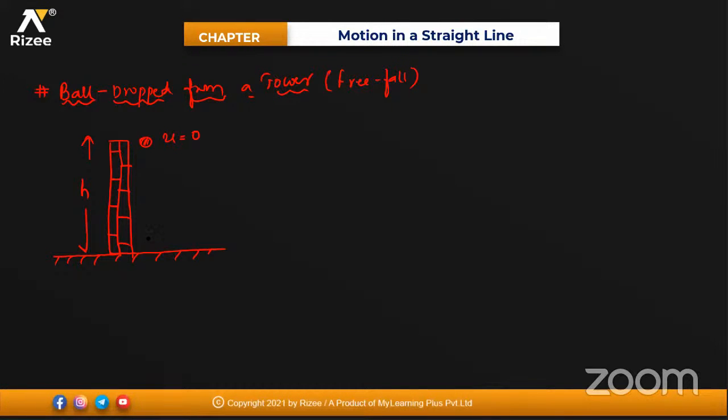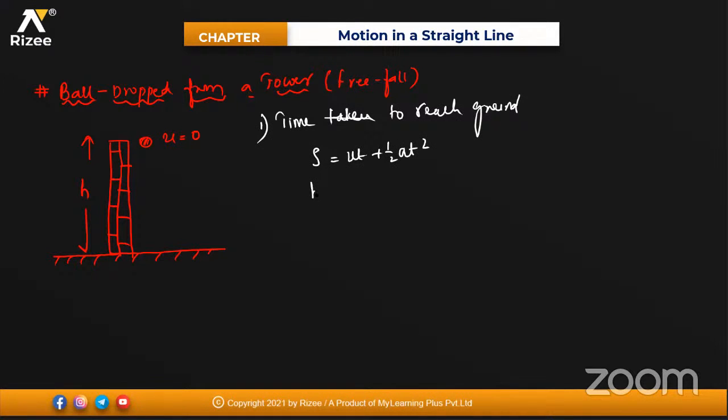And by the time it reaches the ground, it hits with a certain velocity. Now, time taken to reach the ground, how do you calculate it, beta? For time taken to reach the ground, we can use the equation S equals U into T plus half into A into T square.